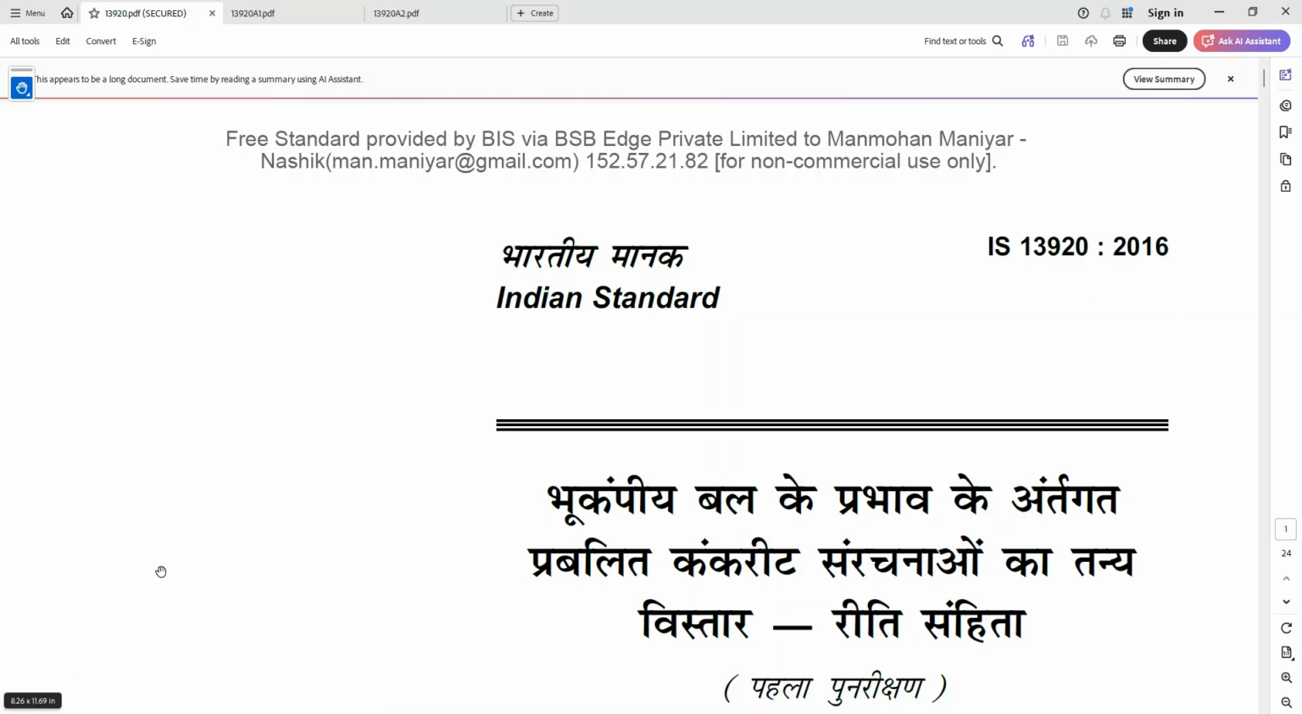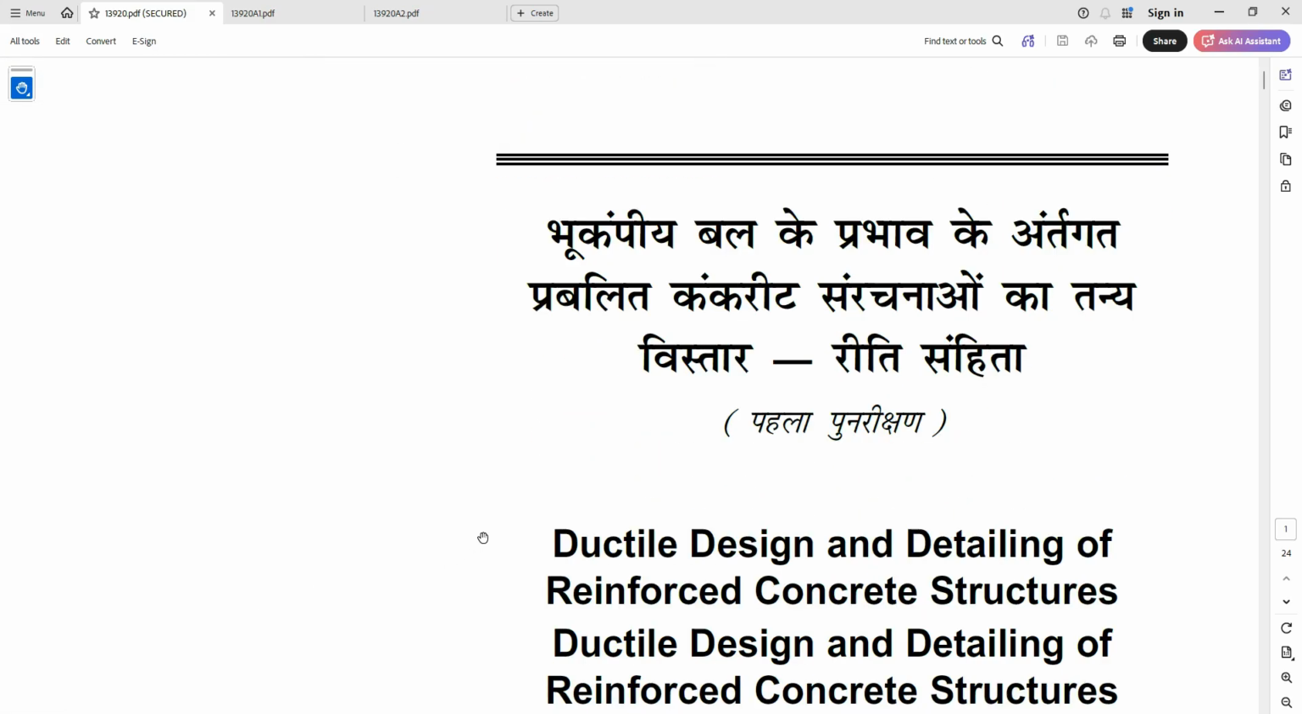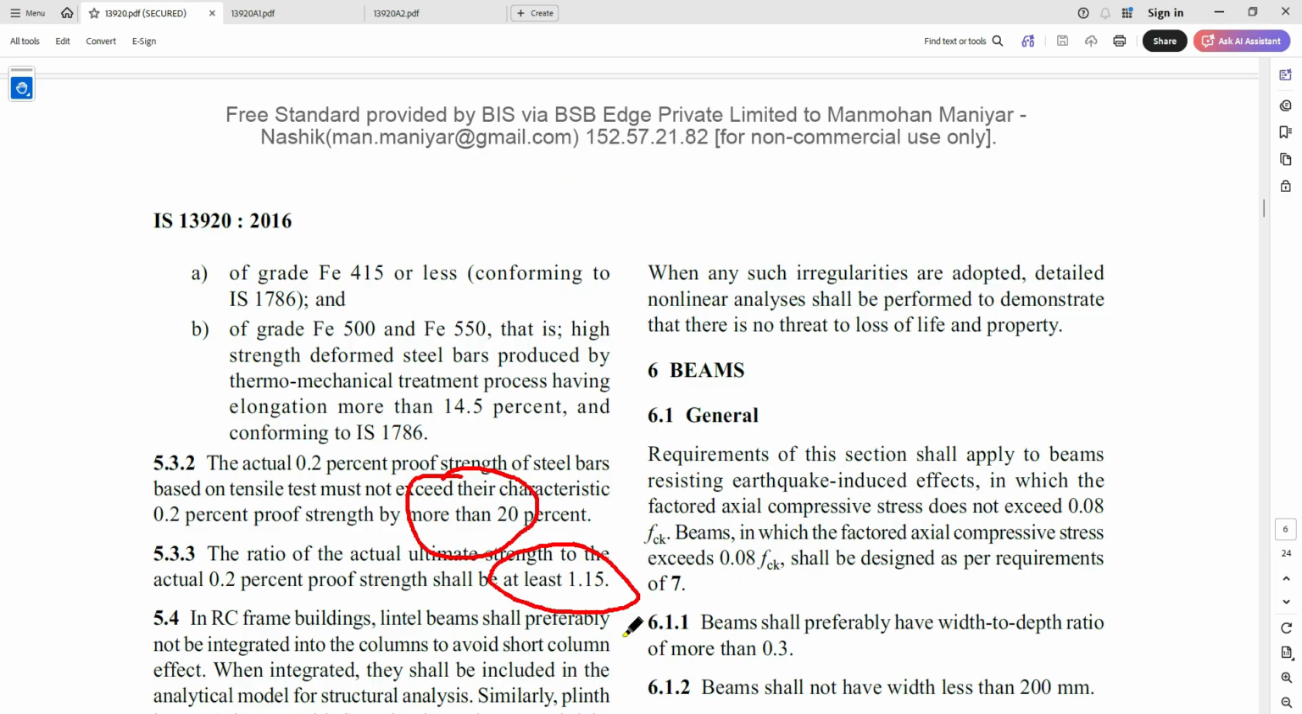Dear colleagues, today we shall discuss which grade of reinforcement is to be used for high-rise towers, particularly where seismicity is there, like zone 3, zone 4, 5 and 6. The governing code naturally is IS 13920, 2016 version. This is what is published in 2016.